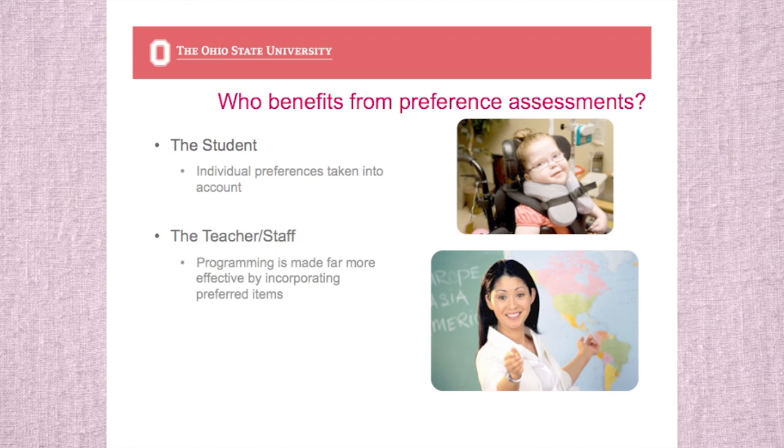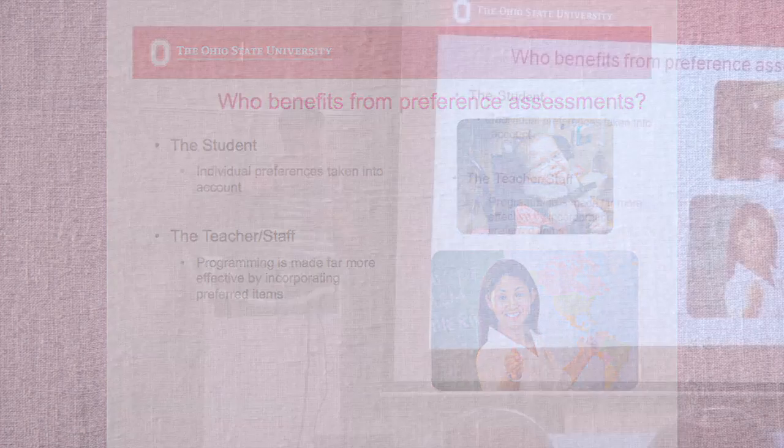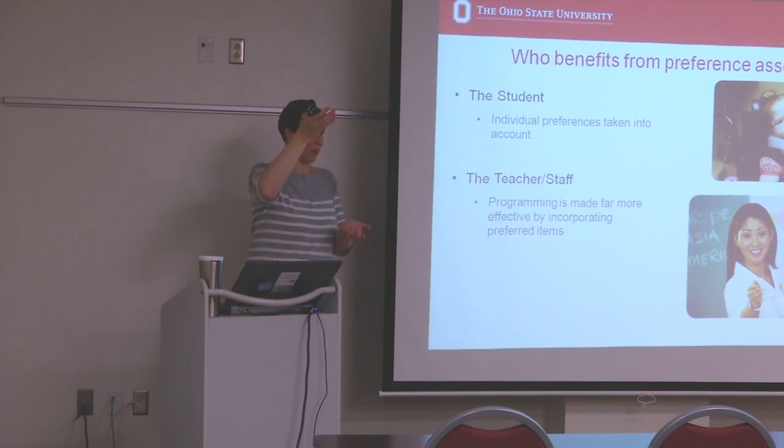So who benefits? Okay? When we do preference assessments, the real answer is everybody benefits, but most importantly, the student benefits. Okay? If we are going to use good instructional programming with students who have significant disabilities, we have to have good reinforcers, because our instructional technologies are only as good as the things we're using to reinforce the behavior. Okay?